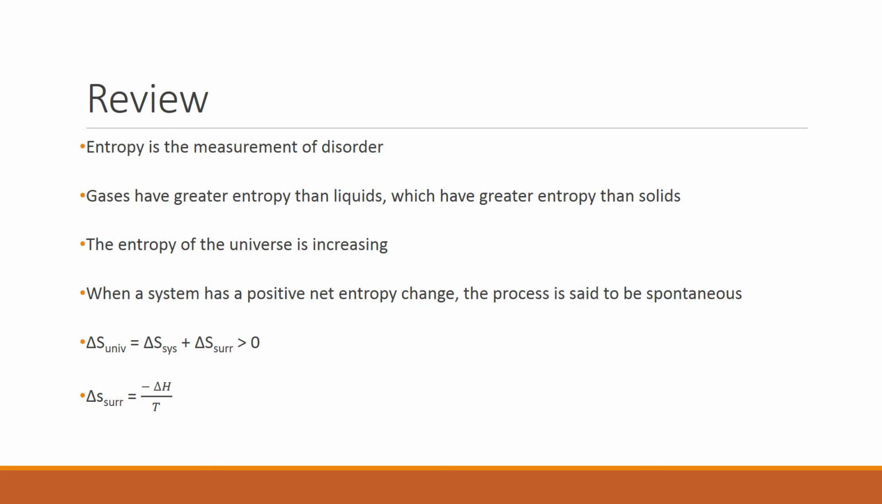The last two things that we learned are these formulas. The first one is just the expression of the second law of thermodynamics. That is, the entropy of the universe is increasing, which is to say that the entropy change of the system and surroundings has to be greater than zero. And last, we learned how we can calculate the delta S of the surroundings, which is dependent upon the negative delta H of the reaction that's occurring within the system and the temperature of the system and the surroundings.